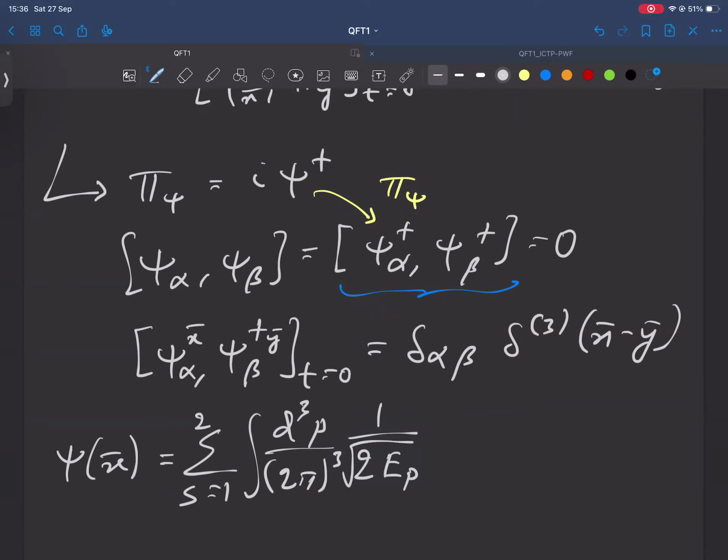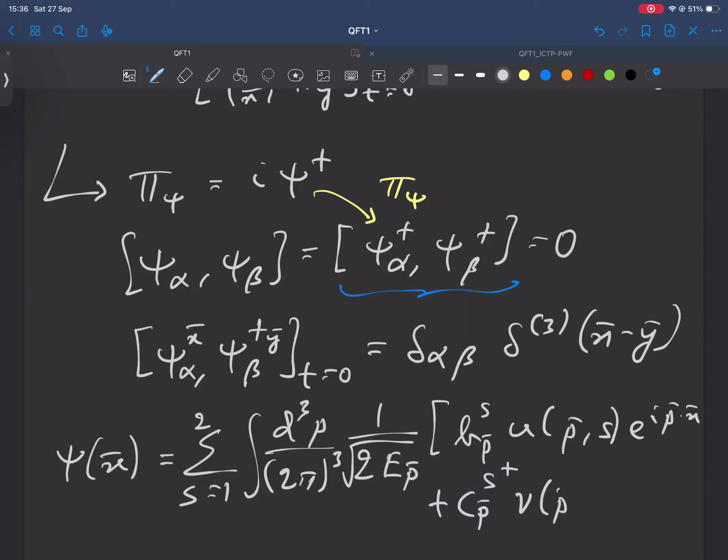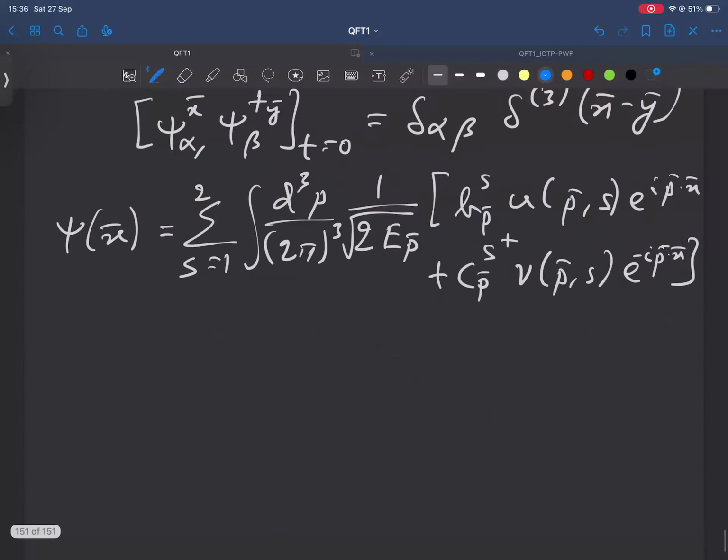So this EP I am writing was called omega p, and you have these operators now, these ladder operators, u p of s e to the power I p dot x plus c p of s dagger v p of s e to the power minus I p dot x. Okay, and this again, you know that this is the whole solution of the Dirac equation, and it comes with a coefficient which we call ladder operators in the quantum theory.